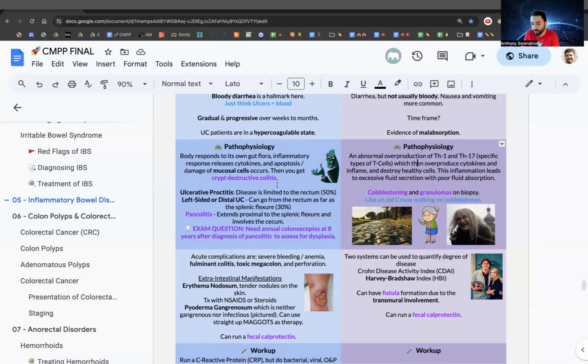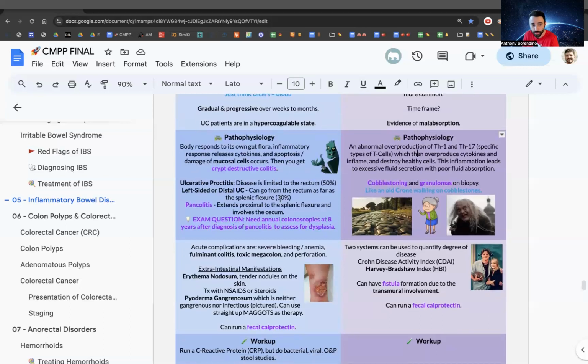And the result of that, I guess we can actually talk about what it is. It's just a damage of the mucosal cells. So remember, ulcerative colitis, ulcerous mucous membrane. It's going to be mucosal issues with crypt destructive colitis. Okay. You can get something called ulcerative proctitis.